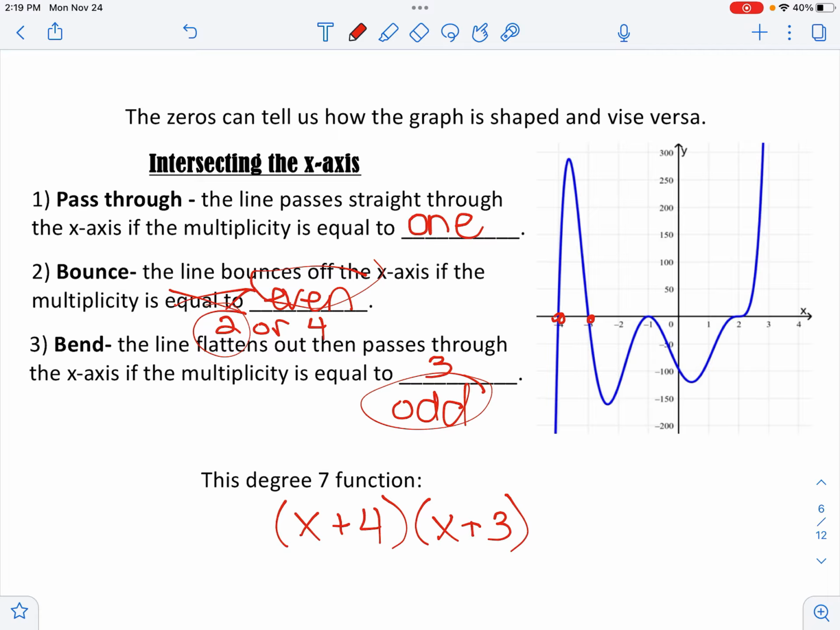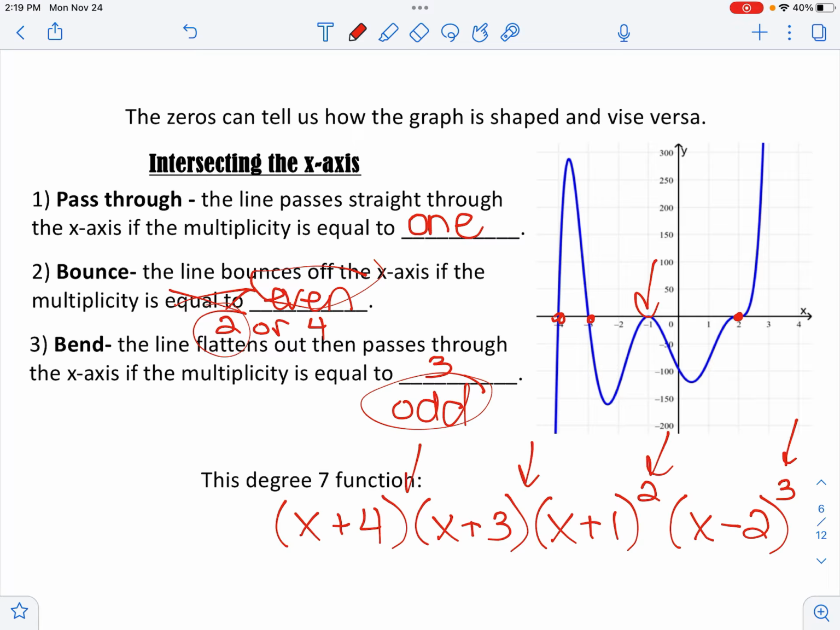Okay. This one bounces at -1, so it would be (x plus 1) squared. And this one here at 2, so we're going to write (x minus 2), it bends, so it has a multiplicity of 3. Now if I look at the exponents, I should have a total of 7. I have 3, 2 more is 5, plus 1, because the exponents are really 1 there. So that is a total of 7.